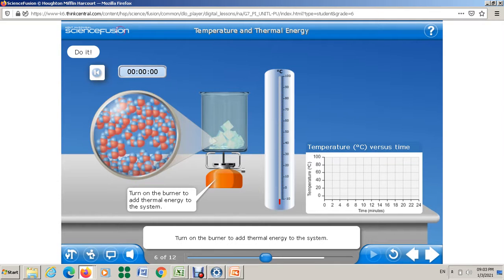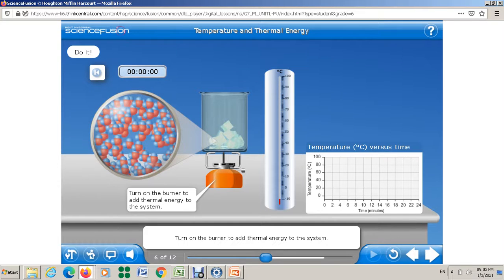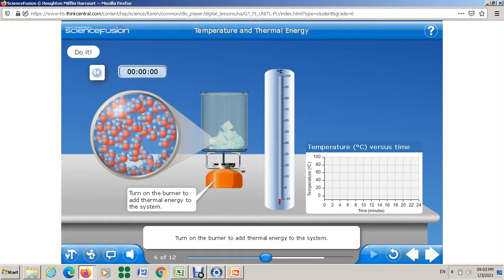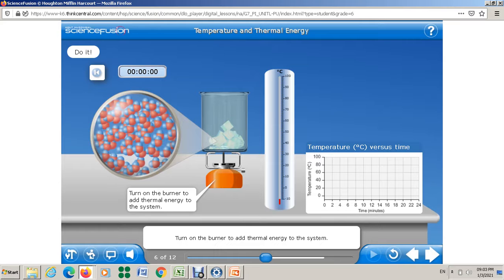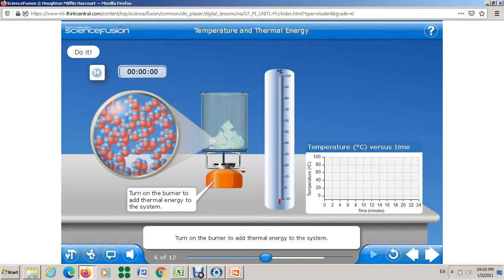Before I turn it on, look at this beaker, it has ice, and here we zoom in on these particles to look at how they are vibrating in their place. Here you have to look at the timer, and you have to look at the temperature, and you have to see the graph. Look here, I'm going to turn it on, and you have to see the changes that will happen.